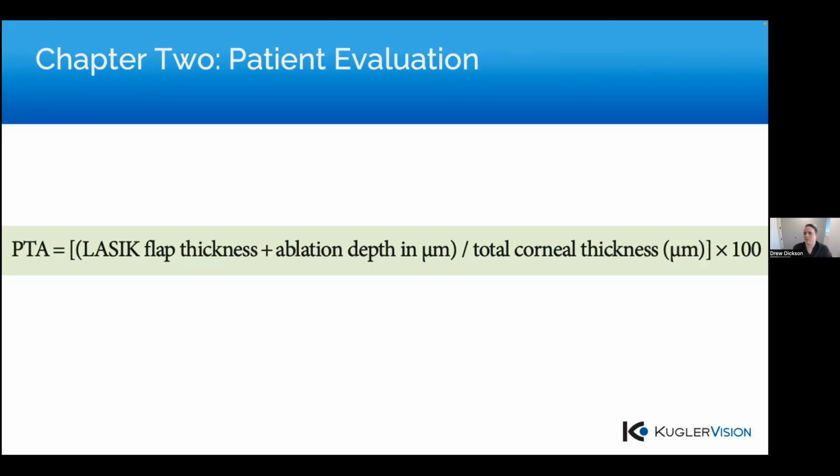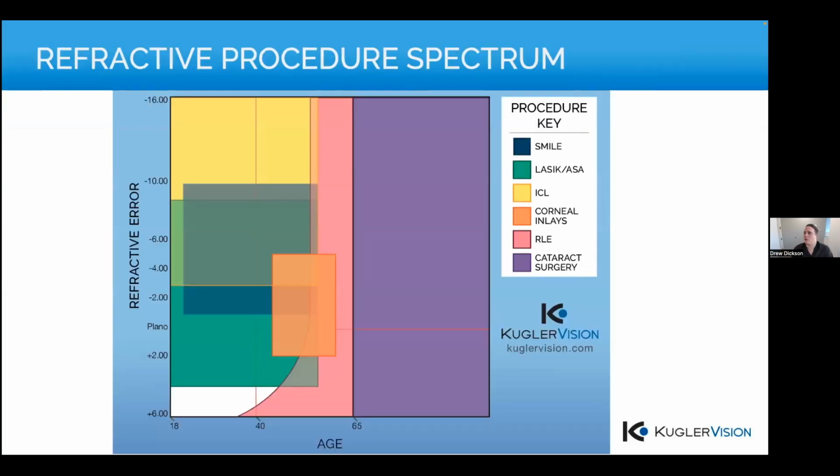There's some evidence in some studies that talks more about the percentage of tissue volume that you're altering, instead of just the depth, being more significant, but it's helpful just to think about that and make sure you're not altering too much corneal tissue.